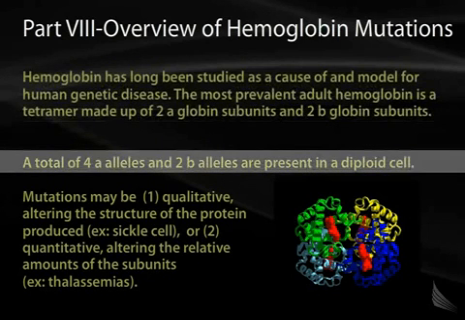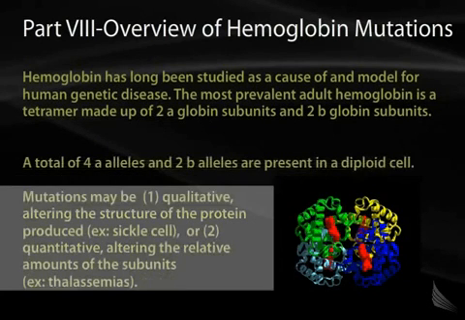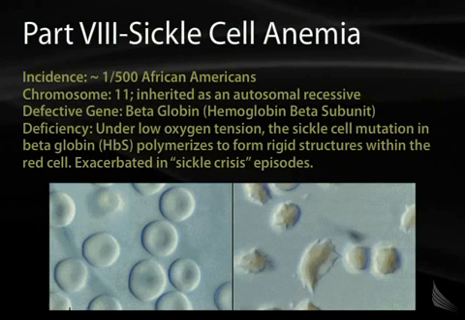A total of 4 alpha alleles and 2 beta alleles are present in a diploid cell. So mutations in hemoglobin may be qualitative, altering the structure of the protein produced, like sickle cell, or quantitative, altering the relative amounts of the subunits, like the thalassemias.